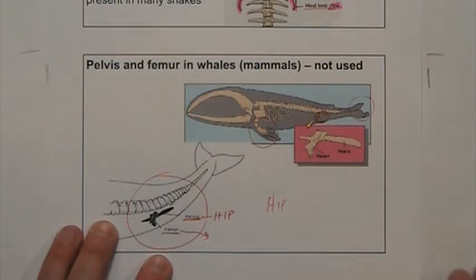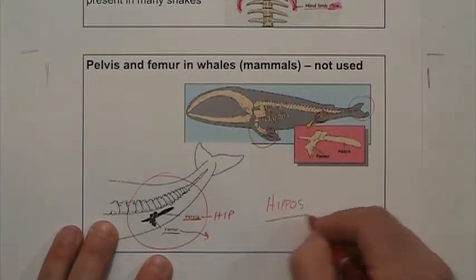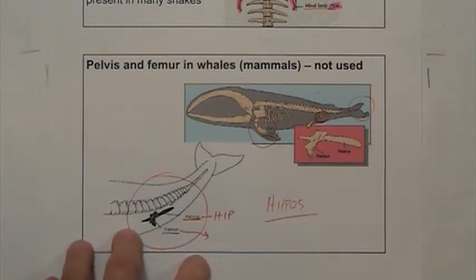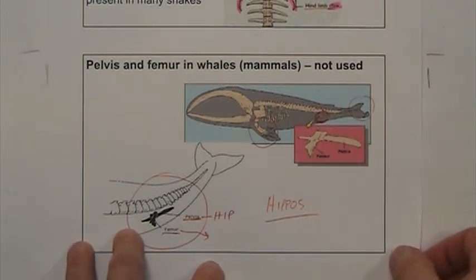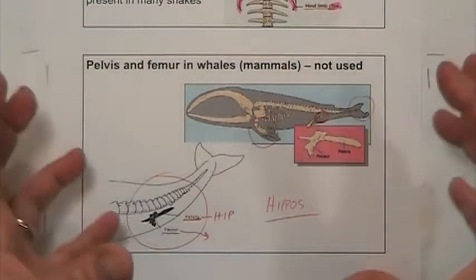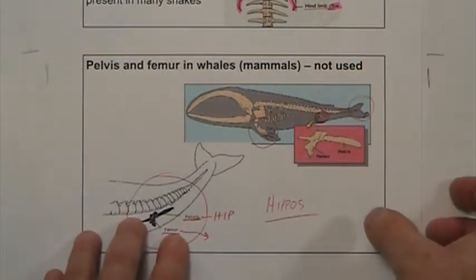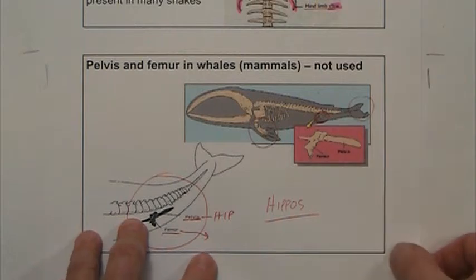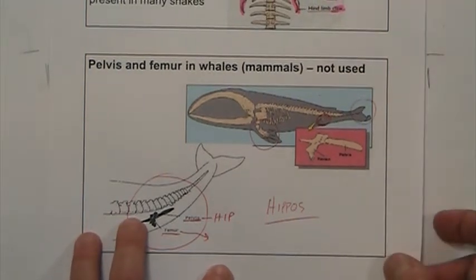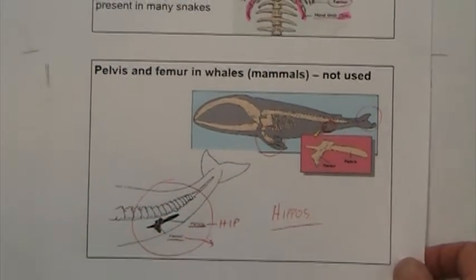Hippopotamus, hippos. They are the closest relatives of whales. If you think of a hippo, it's a big chunky animal with short stubby legs that spends most of its time in the water, and they love to be in the water. Those are your whales' closest relatives.